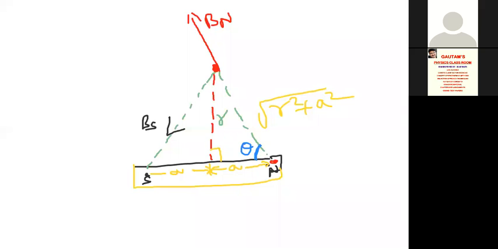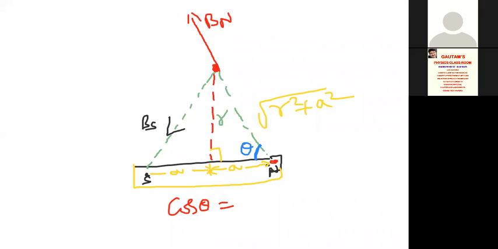This angle is theta. In this right angle triangle, first of all, let me concentrate only on this right angle triangle. Can you give me the information as cos theta in this right angle triangle? What is the cos theta value, beta? Cos theta means adjacent by hypotenuse. Hypotenuse is square root of r square plus a square.